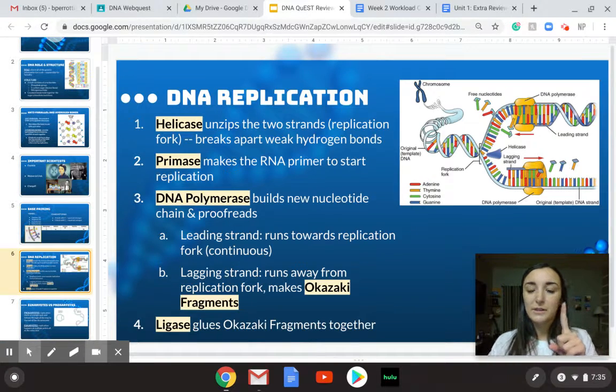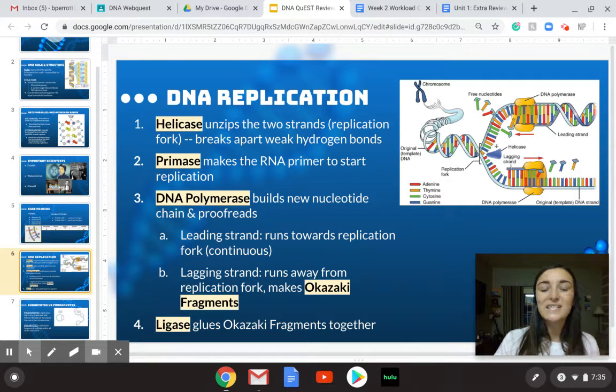Actually, I forgot one more thing. This is also the reason that we call DNA replication semi-conservative, because your new DNA has one old strand and one new strand that have been bound together through the process.